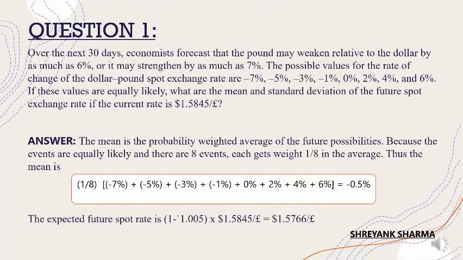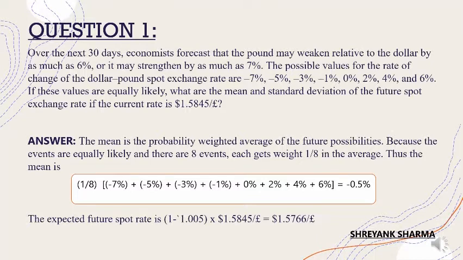So moving on to problem number 1. In the question, economists have forecast that the pound might either weaken relative to the dollar by 6% or strengthen against the dollar by 7%, and they have given us 8 possible changes in values that the pound can take, and we are expected to find the mean and standard deviation of the future spot exchange rate. They have also mentioned that each of these percentage changes is equally likely.